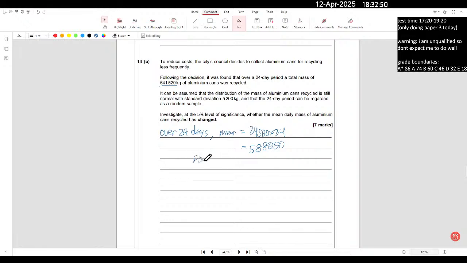And standard deviation. Wait, I don't know. I don't think you can just multiply standard deviation. I don't think that's how it works. But I don't remember how to get that standard deviation. That's the issue. Well, it just means I'm going to get it wrong for sure.